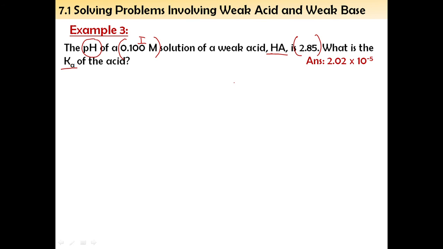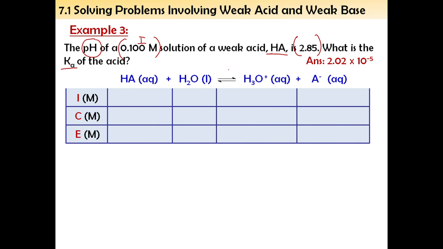Again, kita mesti guna ice table. What is the first step? Equation. So this is the equation. HA dia akan tercerai macam ni. So H akan diberi kepada H2O, dapatlah H3O+ plus A minus. Okay, again, ni saya pesan setiap kali. Tolong jangan lupa kena ada tambah H2O, kena ada reversible arrow, kena ada fasa.